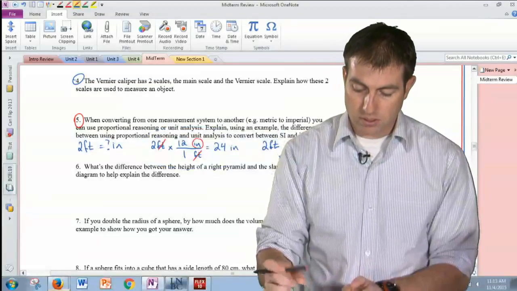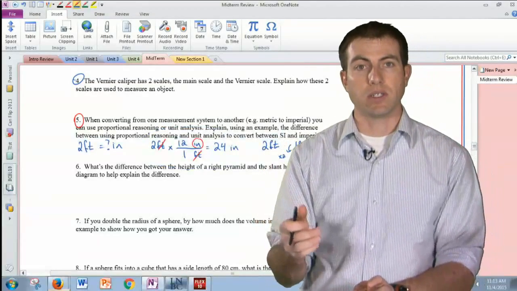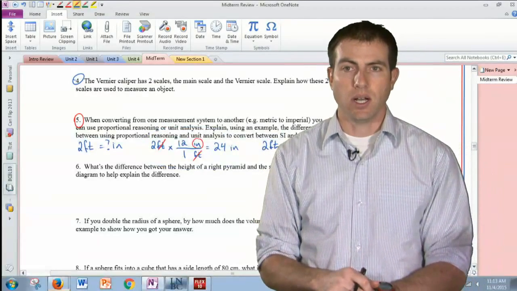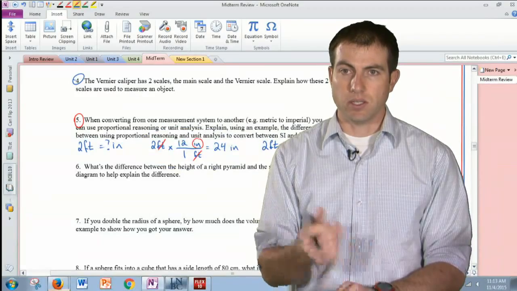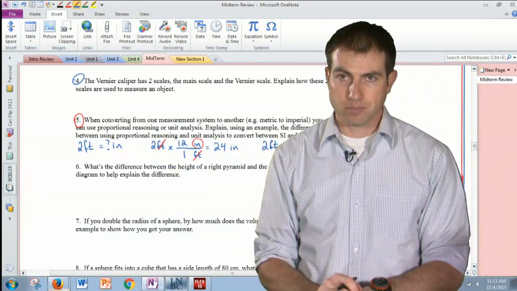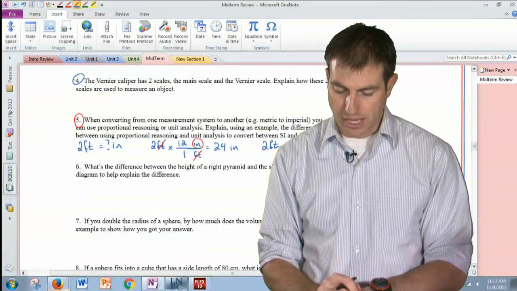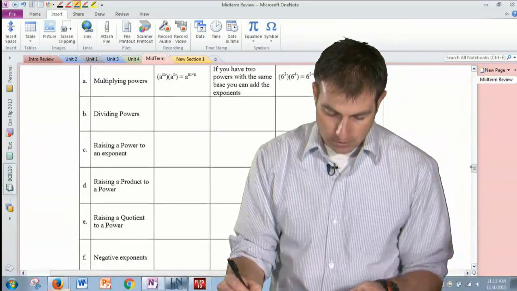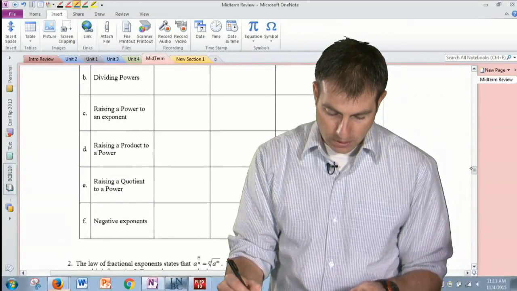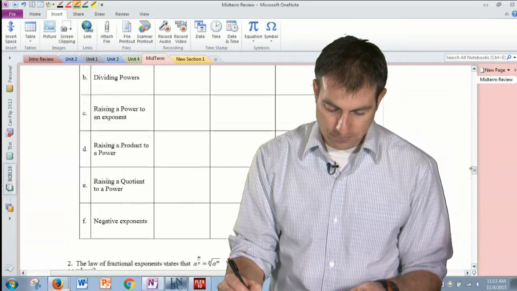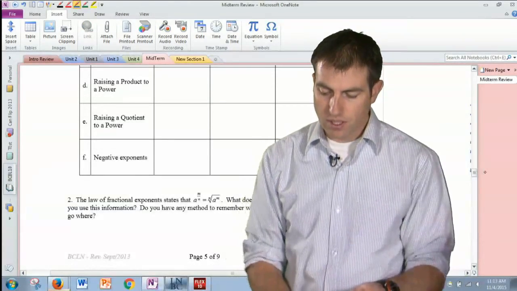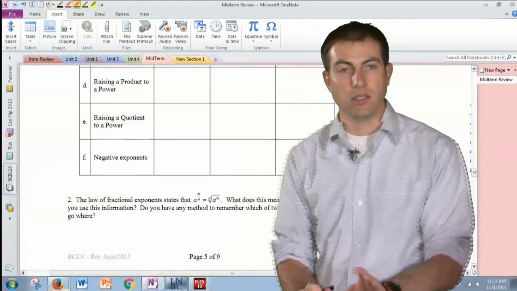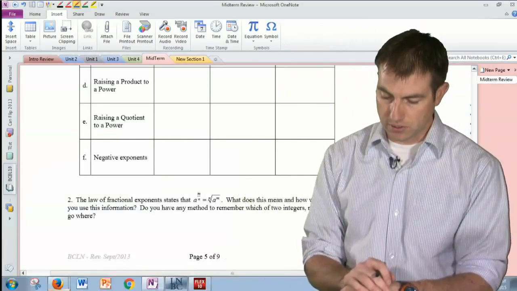Now, Alex asked a few questions about negative exponents, so I wanted to make sure I got to those. And then I see a few more questions trickling into chat here. So maybe let's go down to the exponents stuff, and we'll take a little look at this, and then hopefully I'll answer any questions you have.